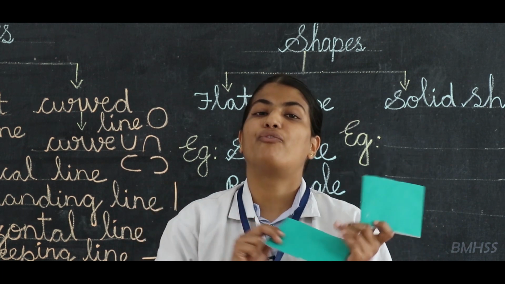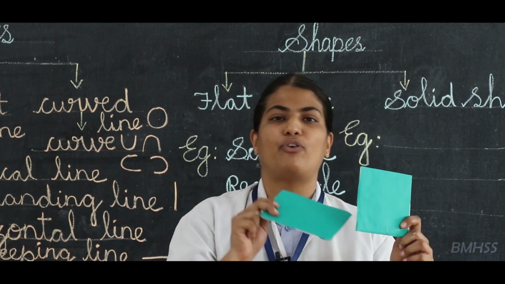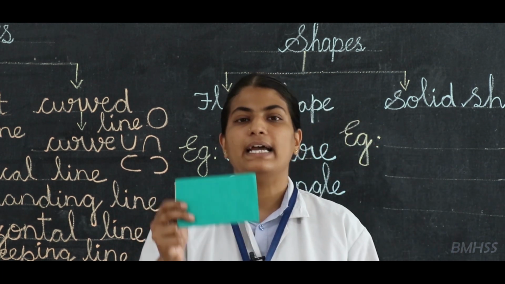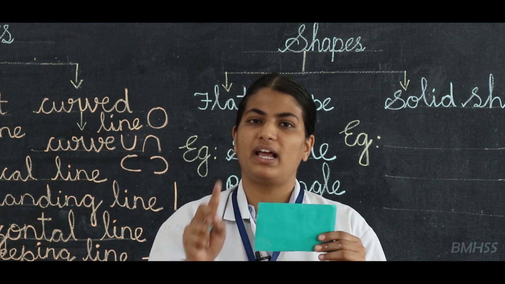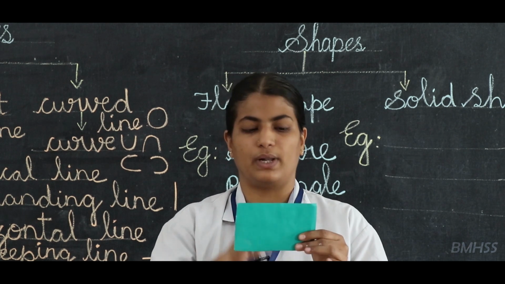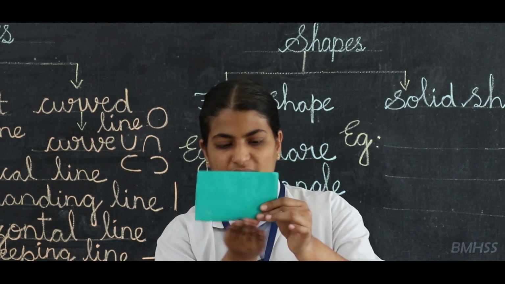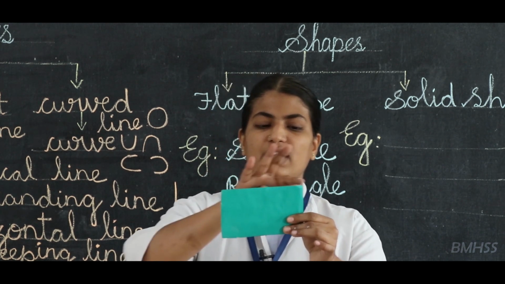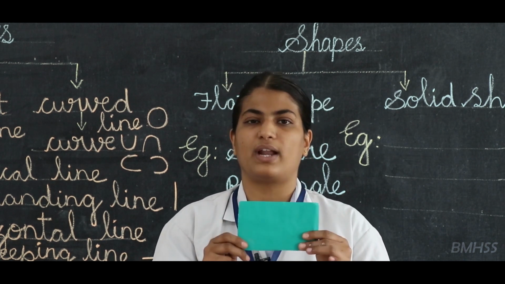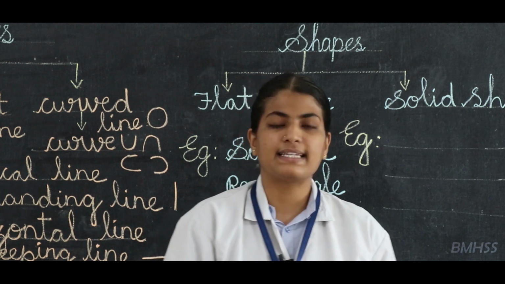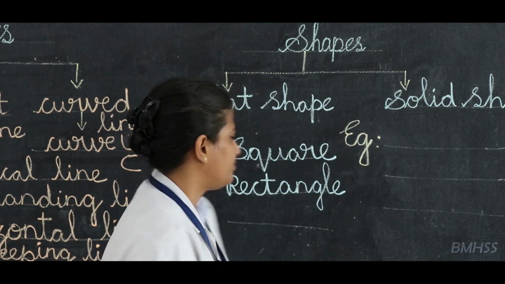Square has 4 equal sides. So all the 4 sides are equal. But in rectangle, the length and breadth are not equal. The opposite sides are equal. So the upside is equal to the downside. The left side is equal to the right side. Okay children, so when the opposite sides are equal, it is known as a rectangle. Next shape is triangle.